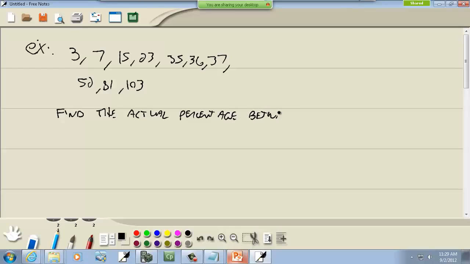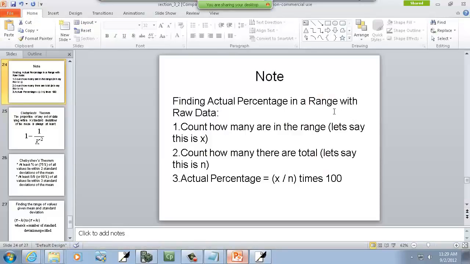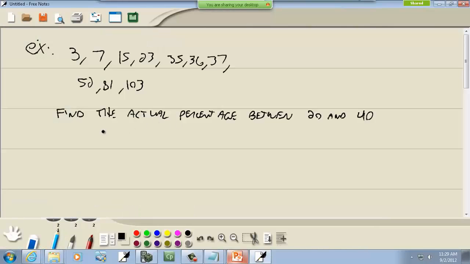between 20 and 40. That's what these steps are indicating right here. First thing, count how many are in the range. Let's say this is x. Between 20 and 40 would be this one, this one, this one, and this one. So there's 4 of them. So x would be 4.